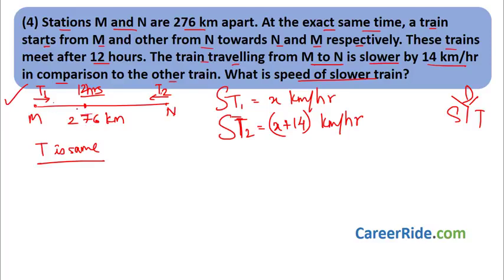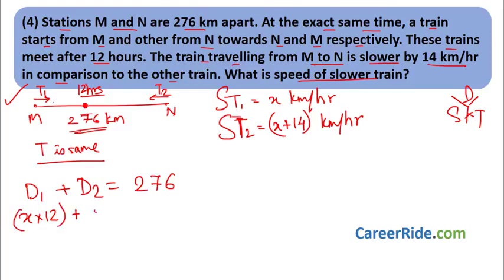Now whenever the two trains meet, say at this point they meet, the distance traveled by the first train plus the distance traveled by the second train is nothing but 276 kilometers, correct? We will use that same concept here. Now what is the distance traveled by the first train? Distance is given by speed into time, correct? The speed of the first train is x, the time is 12. The speed of the second train is x plus 14, the time is 12. That would be equal to 276.